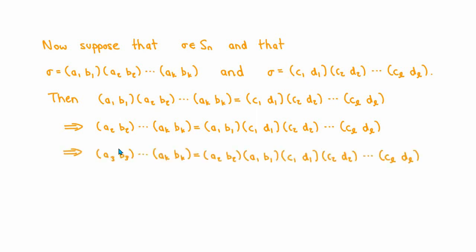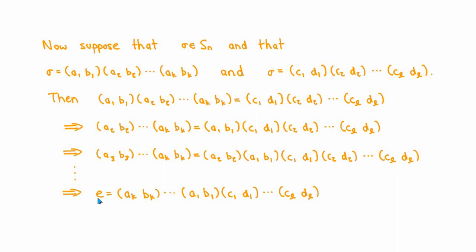Then I continue and I left multiply by the inverse of a2b2, and I keep doing this until I've moved all of the transpositions on the left-hand side over to the right-hand side. That gives me the equation that the identity element is equal to the product of ak bk times ak minus 1 bk minus 1 all the way down to a1 b1, and then times c1 d1 c2 d2 all the way back up to cl dl.